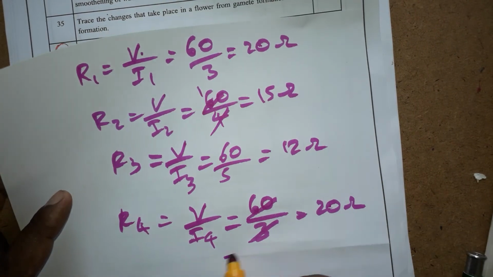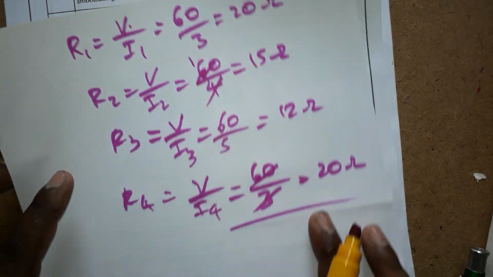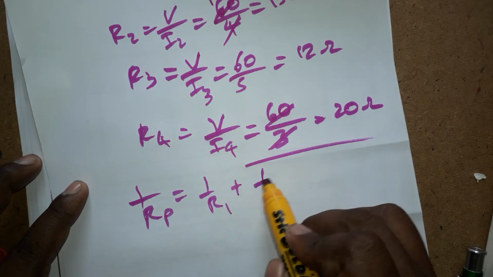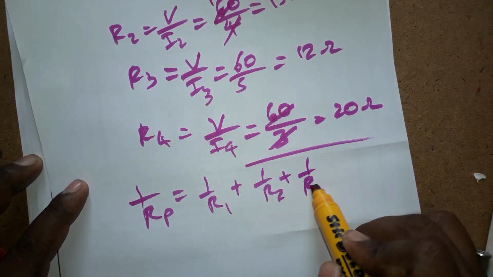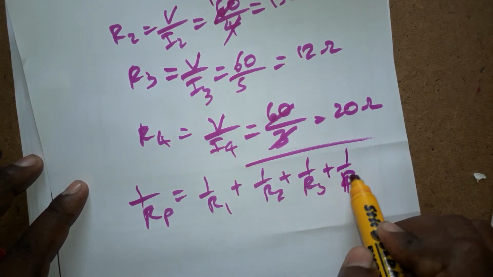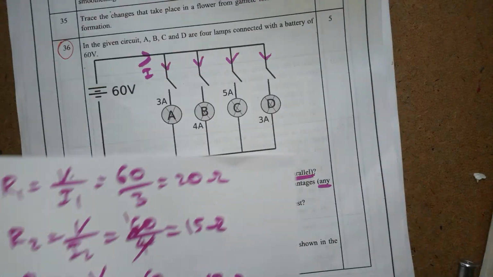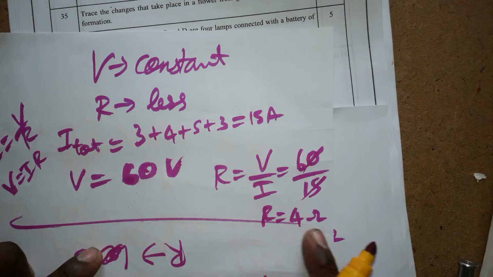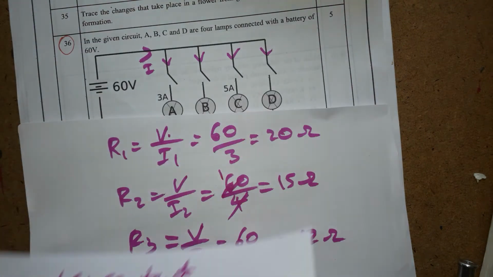So I got each resistance. Everything is in parallel, so you can find 1 by Rp is equal to 1 by R1 plus 1 by R2 plus 1 by R3 plus 1 by R4. This value gives, as we already found, the total resistance of 4 ohms. You can use either method.